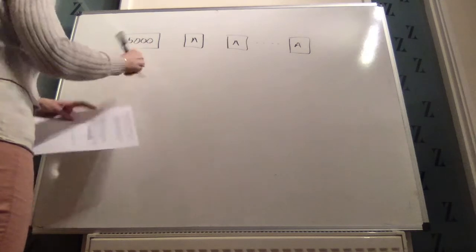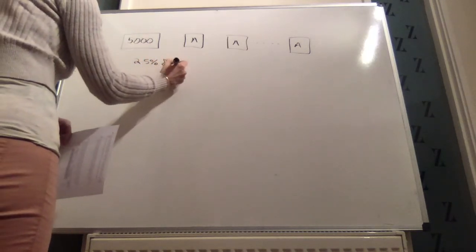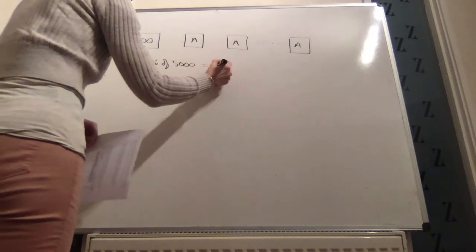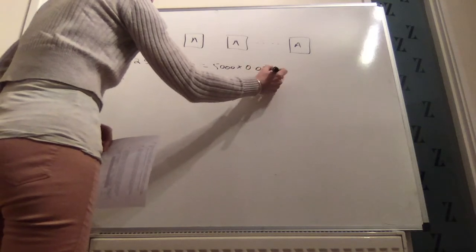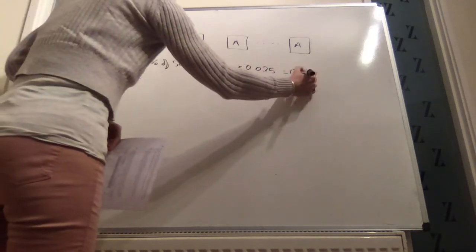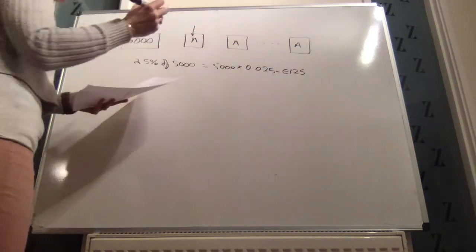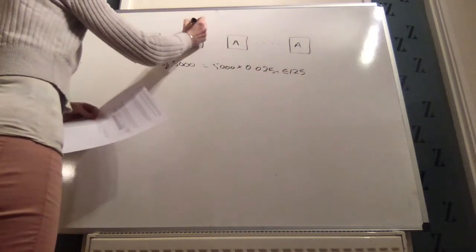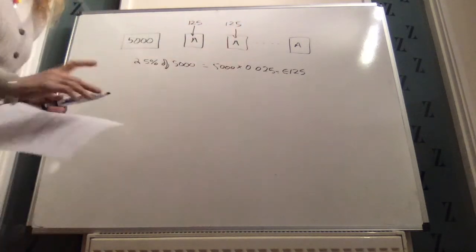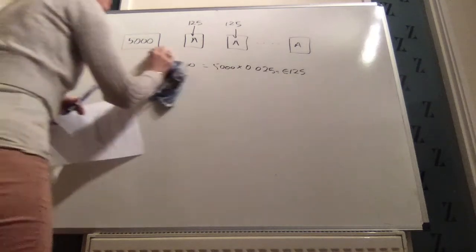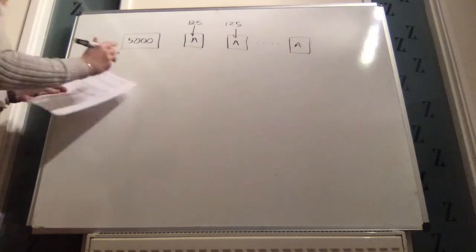So 2.5% of 5,000 is 5,000 multiplied by 0.025, which is €125. Okay, so that's the answer to the first part. The fixed monthly repayment in this situation is €125. Okay, the next bit, the annual percentage rate charged on the debt by credit card companies is 21.75.